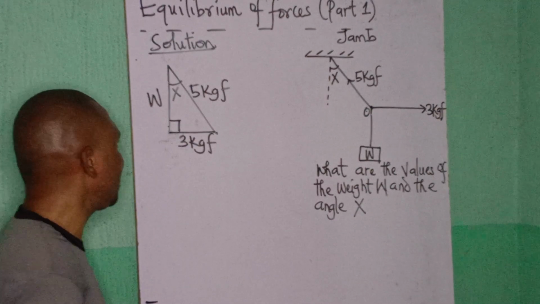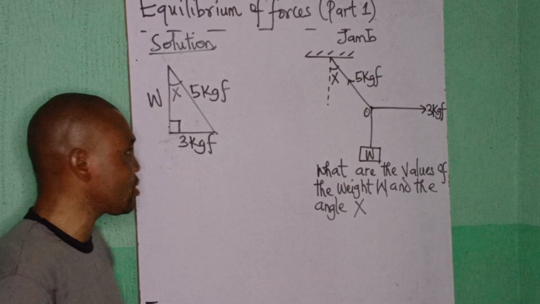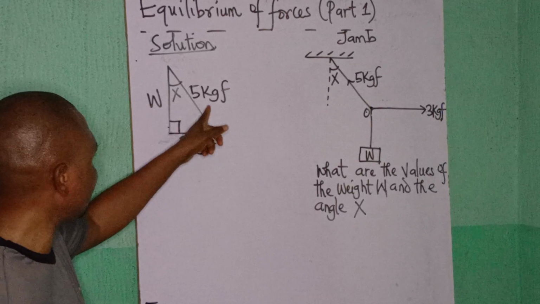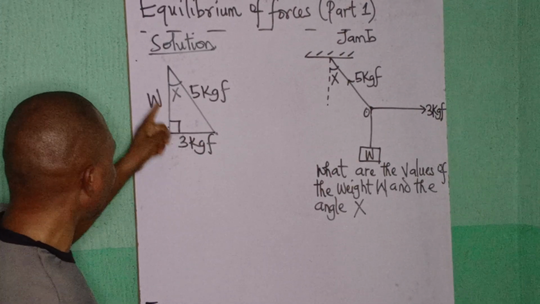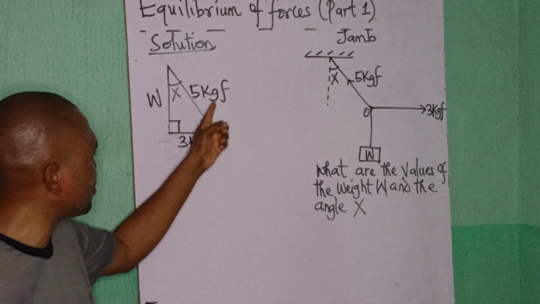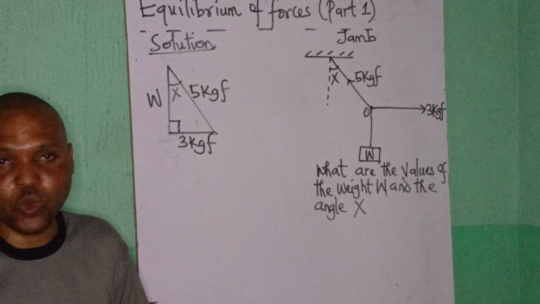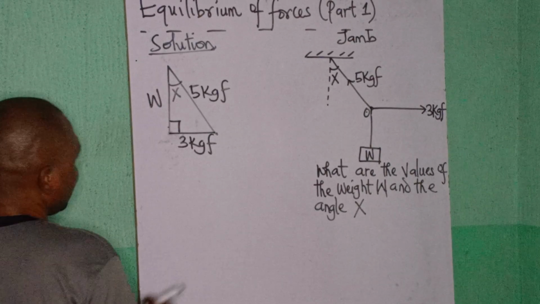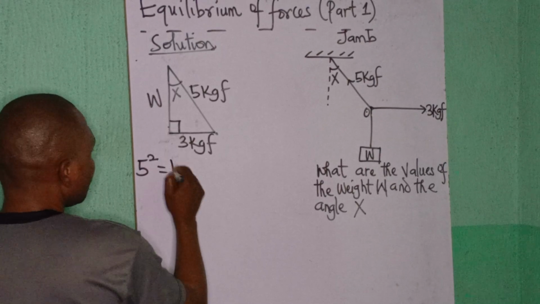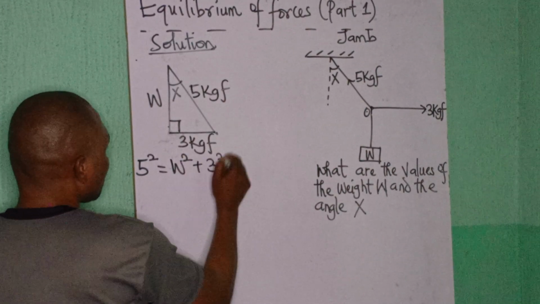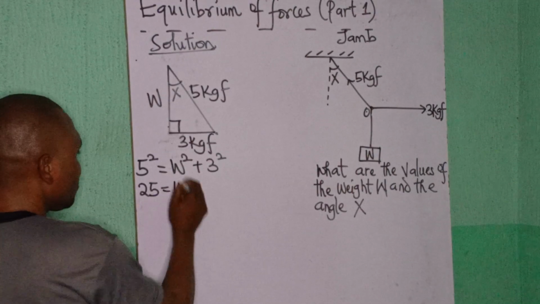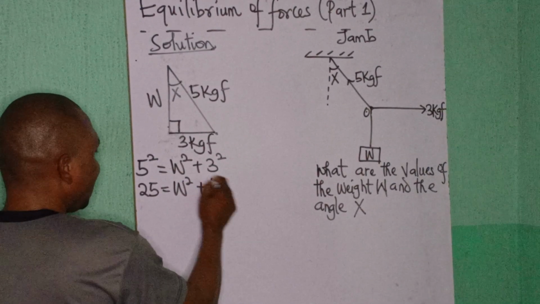The first step here, let us try to get W, that's the weight. We can easily apply Pythagoras theorem here. This is the hypotenuse, this is the opposite, and here is the adjacent. Pythagoras theorem states that the square on the hypotenuse is equal to the sum of the squares on the other two sides. So it's going to be 5 squared, which is the hypotenuse, equals W squared plus 3 squared. Is that clear? So I'm having 25 equals W squared plus 9.